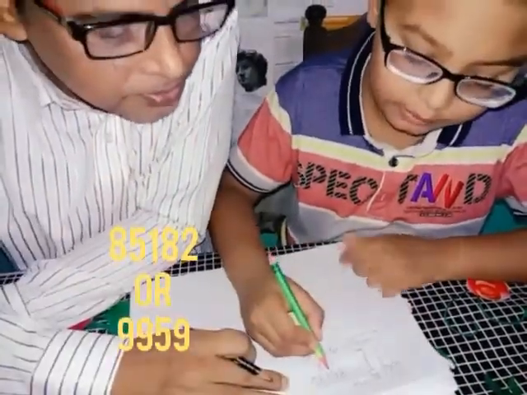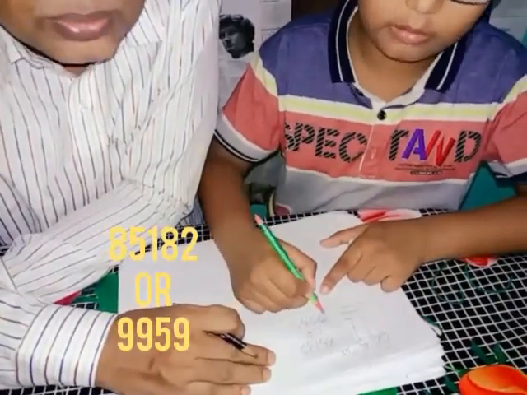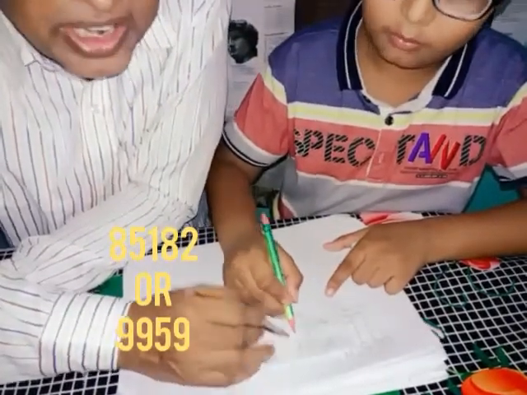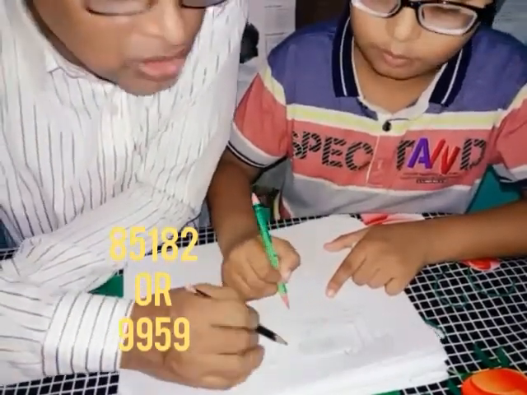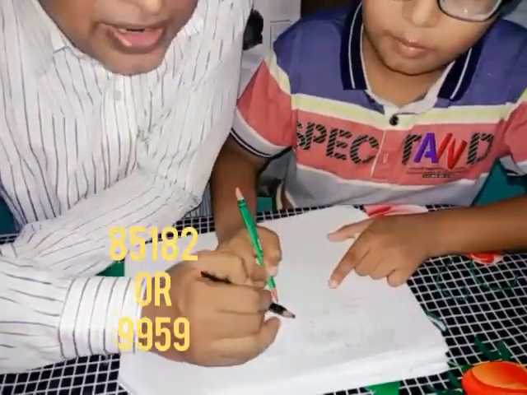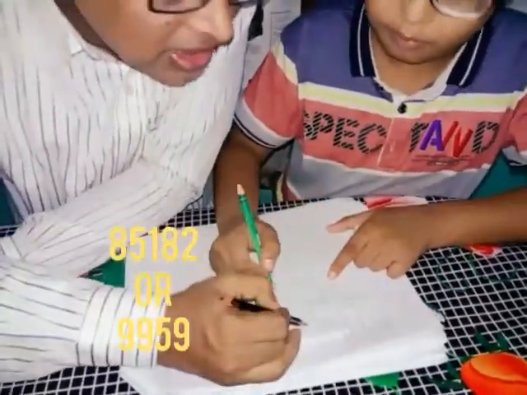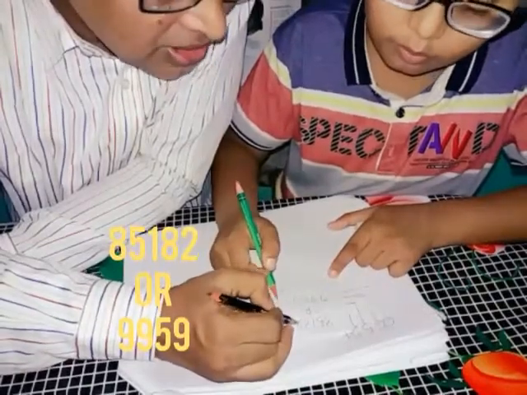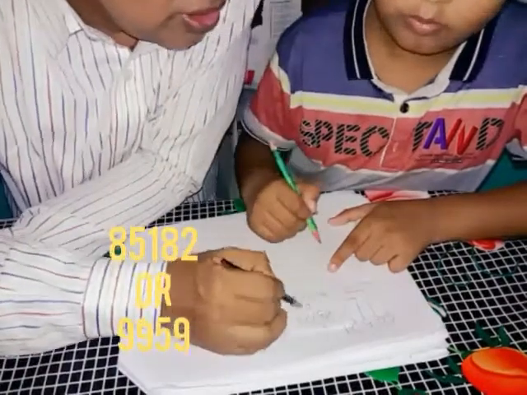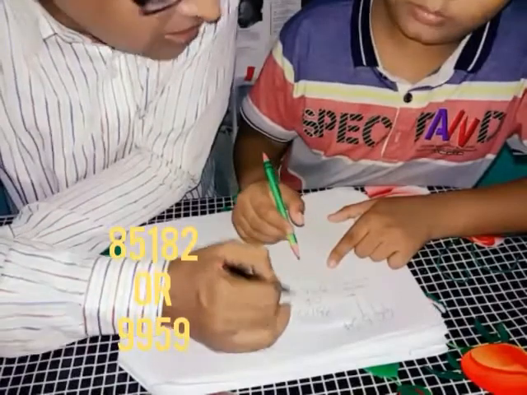Ones, tens, hundreds, thousands, ten thousands. Which one is bigger or greater? First we need to consider the total number of digits of the number, right? A number containing more digits represents a greater number. So this number contains more digits, so it is greater than this.